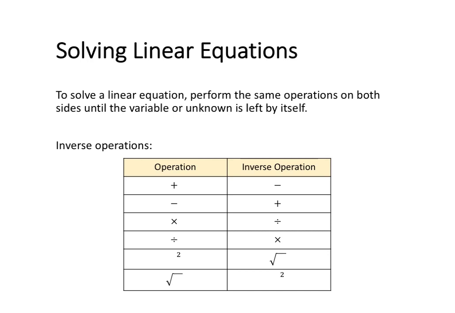The inverse operations are: the inverse of adding a number is subtracting it. The inverse of subtracting a number is adding it. The inverse of multiplying a number is dividing it. The inverse of dividing is multiplying. The inverse of squaring a number is square rooting it. And the inverse of square rooting is squaring a number. If we do these, we'll be able to isolate the unknown variable by itself and determine its value and solve the linear equation. So let's have a look at some examples.